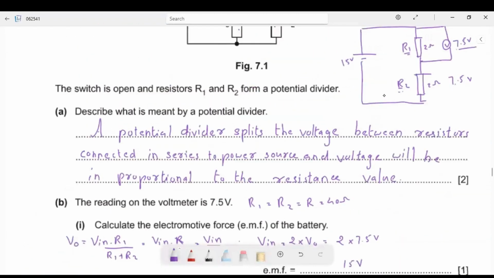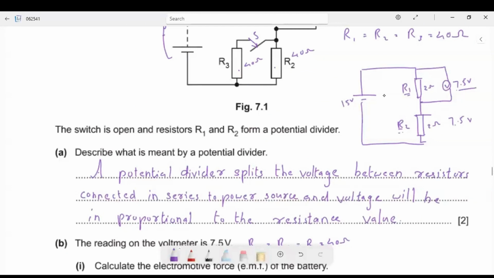In this method, we can calculate it because both resistor values are the same. So across R1 it is 7.5. The same drop will be across R2 also. So the total voltage will be 7.5 plus 7.5, that is 15 volt.